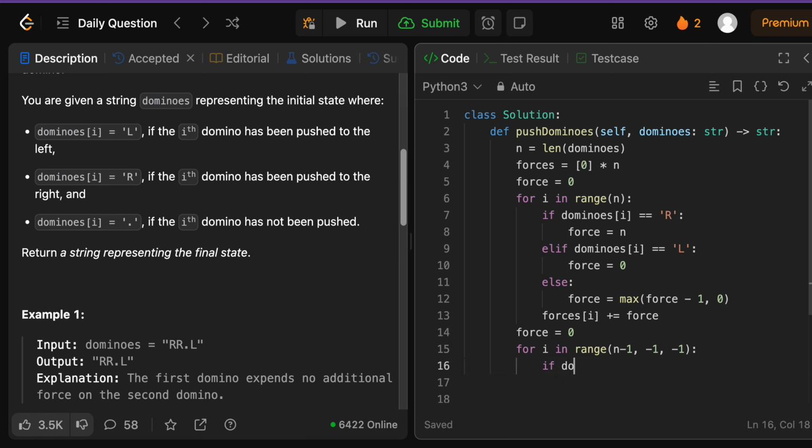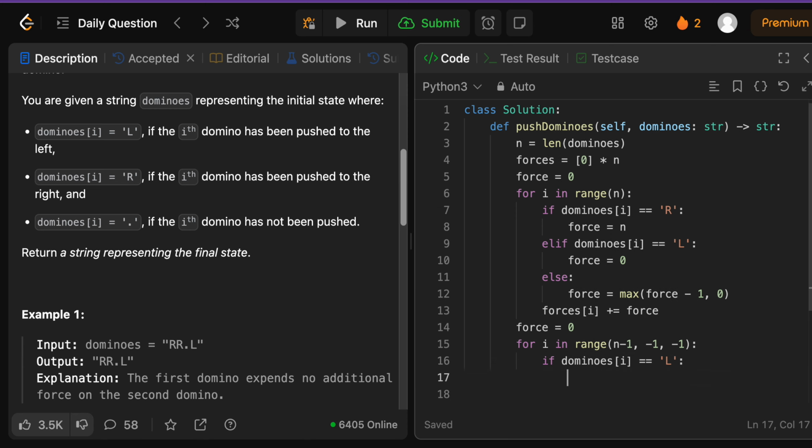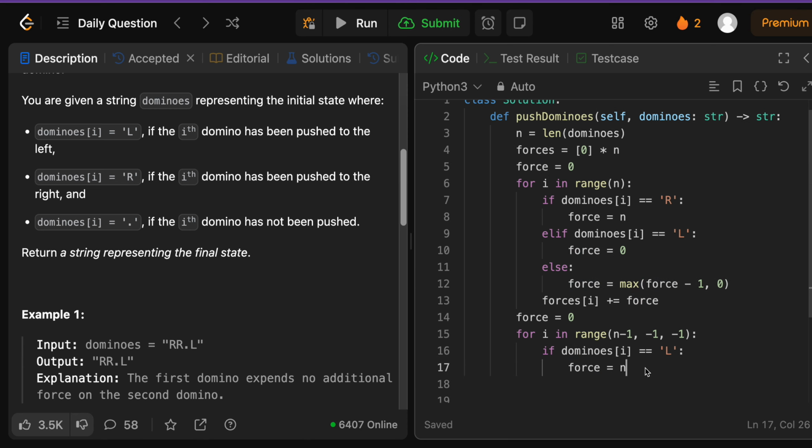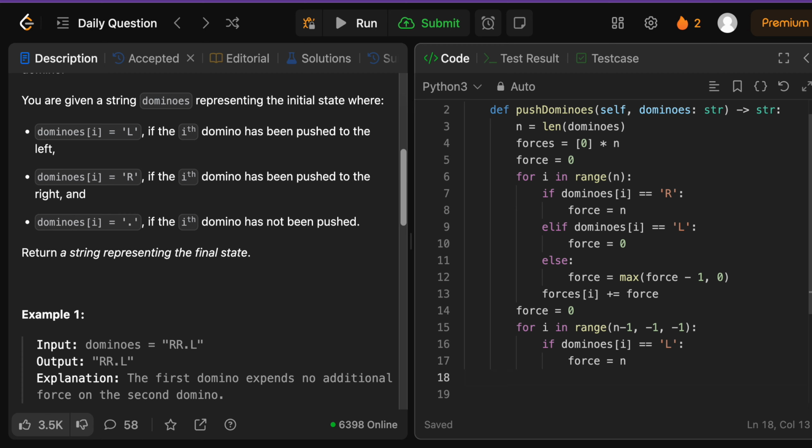Now, if dominoes at the current index I is equal to L, well then what do we do? Very similarly, we're going to get the force to just be n. And before I continue, let me just double check that I have enough battery. Yeah, I do. Okay, we're going to get the force to just be n, right? Again, very similarly, if we see that the current domino has an L, meaning it has a leftward force, since this is a leftward force iteration, we simply apply the maximum leftward force, right? Very similar logic to the right-hand counterpart of this solution.